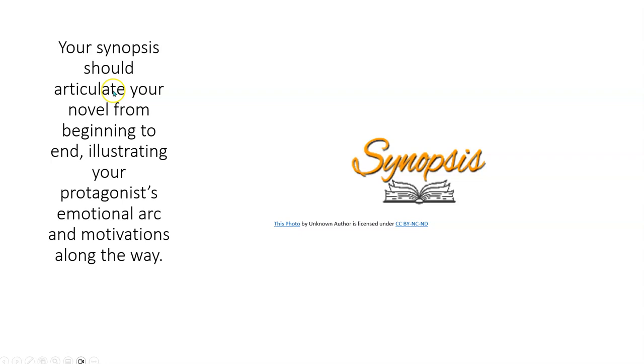Your synopsis should articulate your novel from beginning to the end. Okay, so it includes the ending. It gives away the spoiler of the end, yes, because you're writing a synopsis. It also needs to illustrate your protagonist's emotional arc and motivations along the way. So it's got a lot of heavy lifting to do in a fairly short period of time, and that can be quite tricky. So, what are some approaches and what are some things you can do? Well, let's take a look.